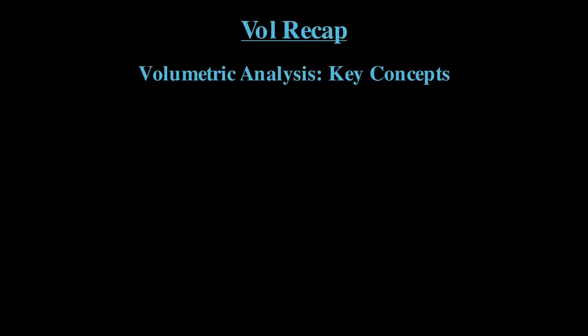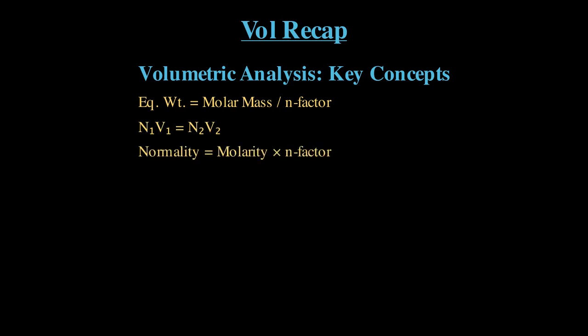Hello class, let's quickly recap volumetric analysis. So to summarize, everything starts with understanding equivalent weight. Remember this key point, equivalent weight is the molecular weight divided by its N factor, which could be basicity, acidity, or total charge. From there we get our main titration formula, the one you'll use most, N1V1 equals N2V2. Don't forget the relationship between normality and molarity. Normality equals molarity times the N factor.